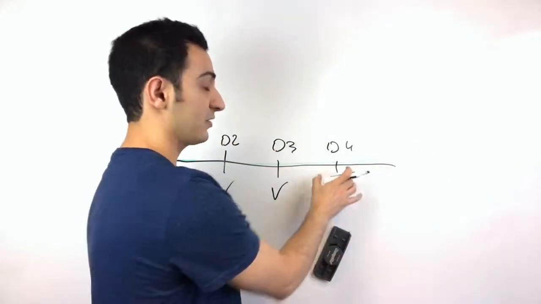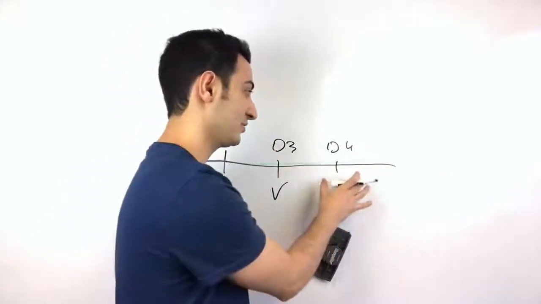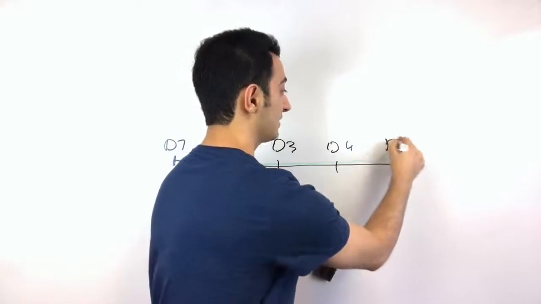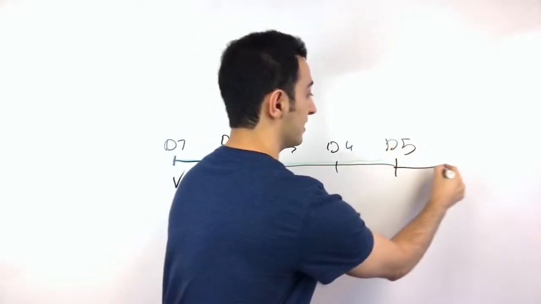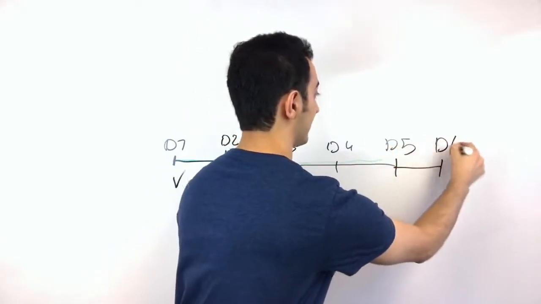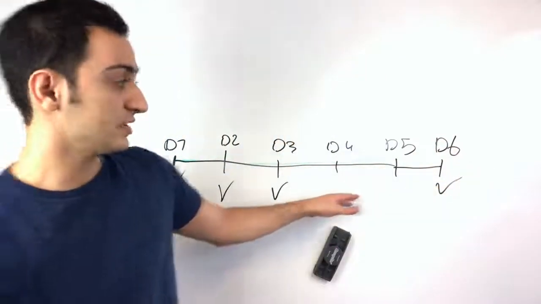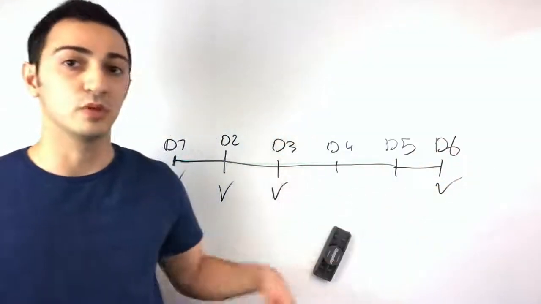Sometimes I don't send emails on the fourth day, sometimes I do, and then on fifth day I don't send emails, okay? And then I send another email on day 6. So again, what I'm doing is that I'm starting to create gaps between days.